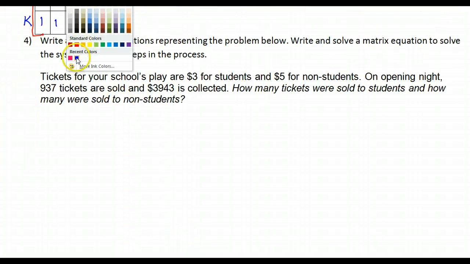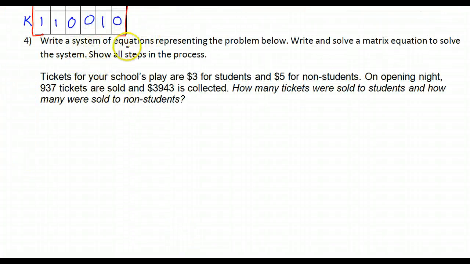I am supposed to write a system of equations representing the problem below, and then solve a matrix equation to solve the system. So let's see what we have. The tickets for your school's play are $3 for students and $5 for non-students. On opening night, 937 tickets were sold. This much money was collected. How many tickets were sold to students and how many to non-students?